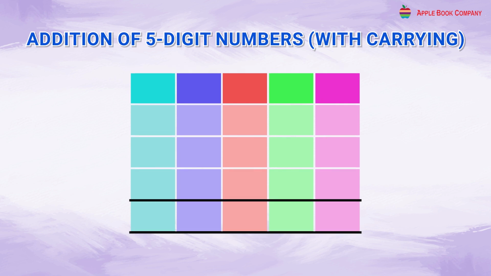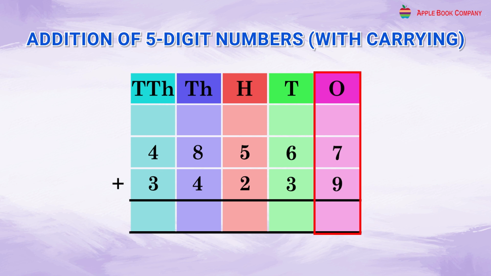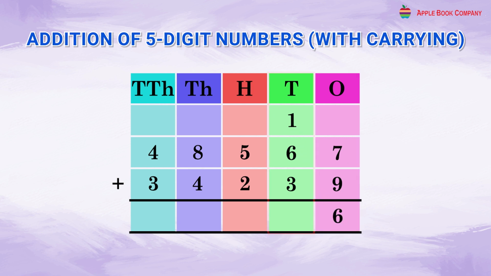The next topic is addition of 5 digit numbers with carrying. In the next example, add 48567 and 34239. First, we write the given numbers in proper columns and add. As the first step, add ones. 7 plus 9 is 16 ones. Carry over 1 to the tens place.